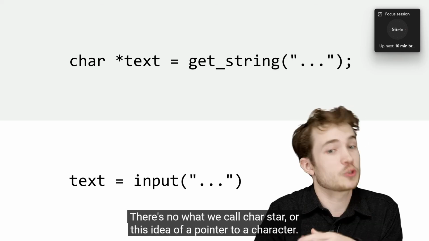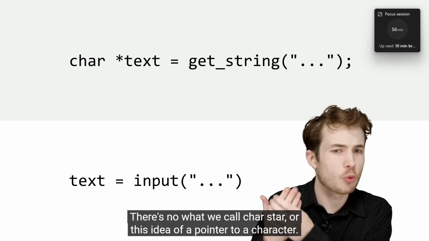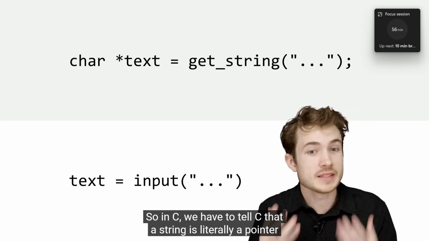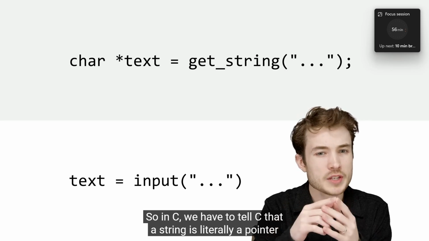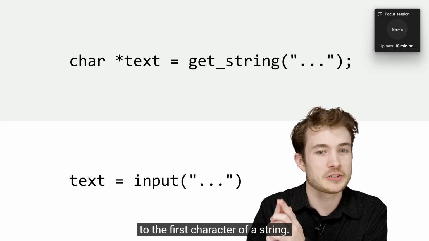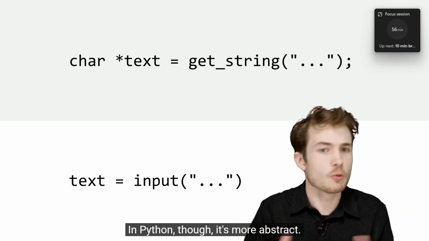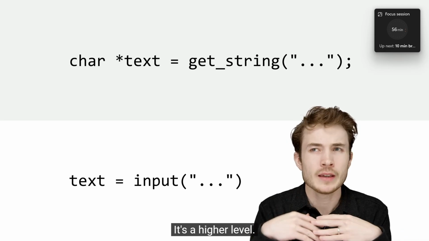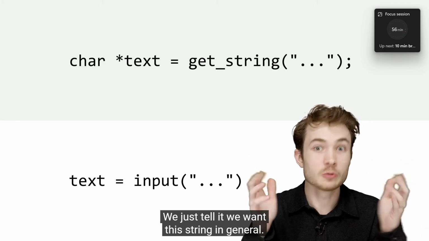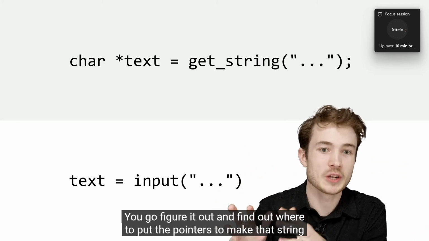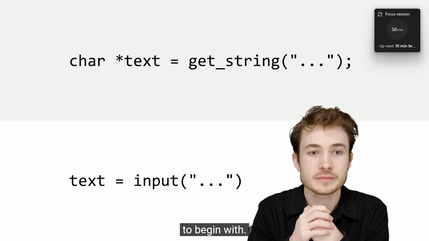There's no what we call char star, or this idea of a pointer to a character. So in C, we have to tell C that a string is literally a pointer to the first character of a string. In Python, though, it's more abstract. It's a higher level. It doesn't care too much about pointers. We just tell it we want this string in general. You go figure it out and find out where to put the pointers to make that string to begin with.